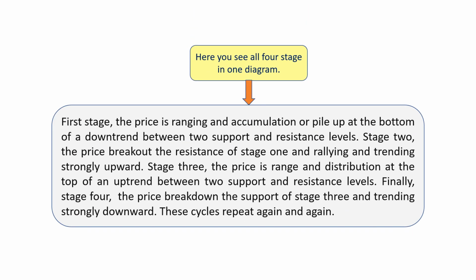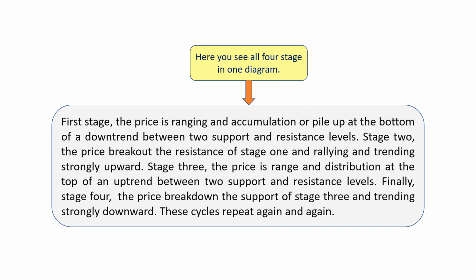Here you see all 4 stages in one diagram. First stage, the price is ranging and accumulation or pileup at the bottom of a downtrend between 2 support and resistance levels. Stage 2, the price breaks out the resistance of stage 1 and rallies, trending strongly upward.